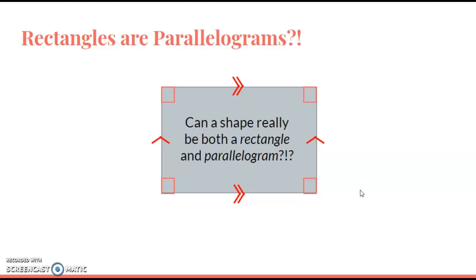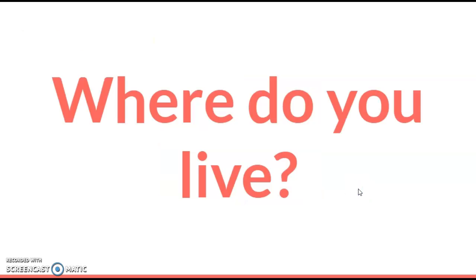Now you may be thinking, can a shape really be both a rectangle and a parallelogram? And to sort of answer this, I want to explore the question, where do you live? Now, you've been asked this question before, and depending on who you talk to, you give different answers. If you want to give someone a general area, you might answer your city or your state. Or you might give someone a very specific answer and talk about your street or your actual house that you live in. And each answer communicates different information.